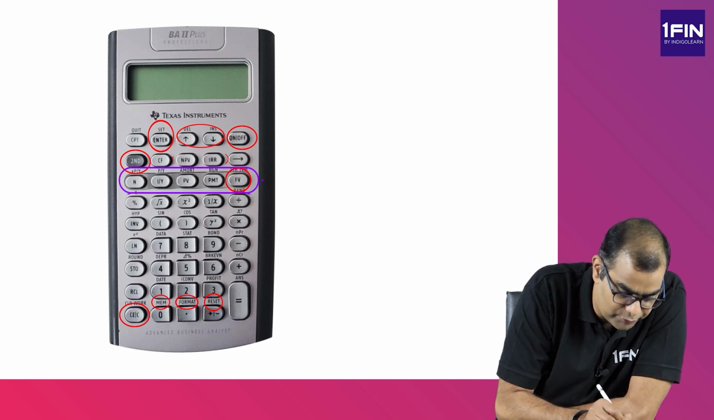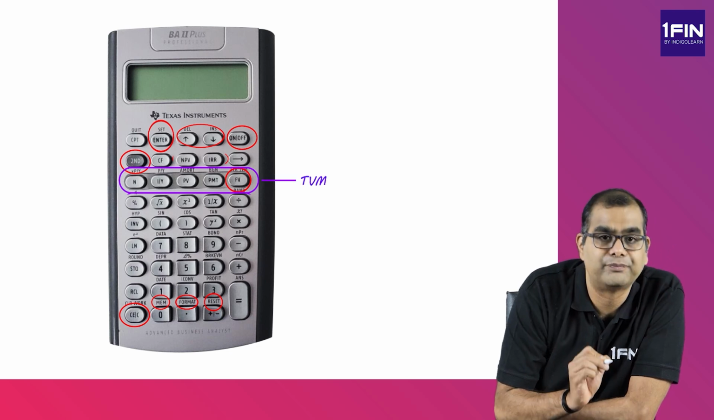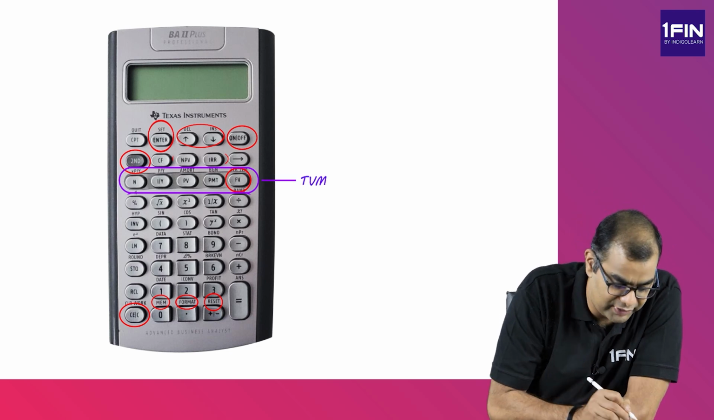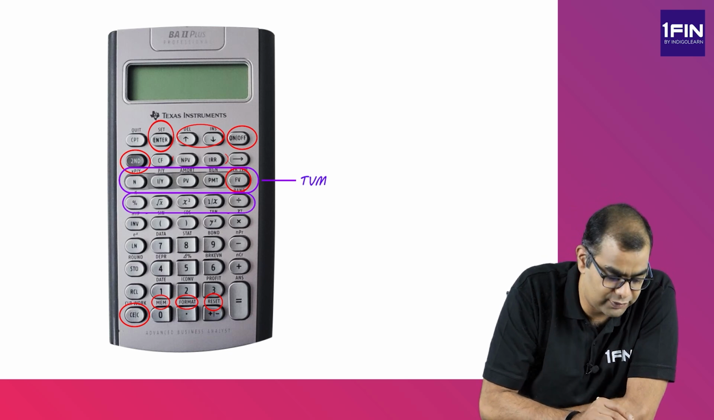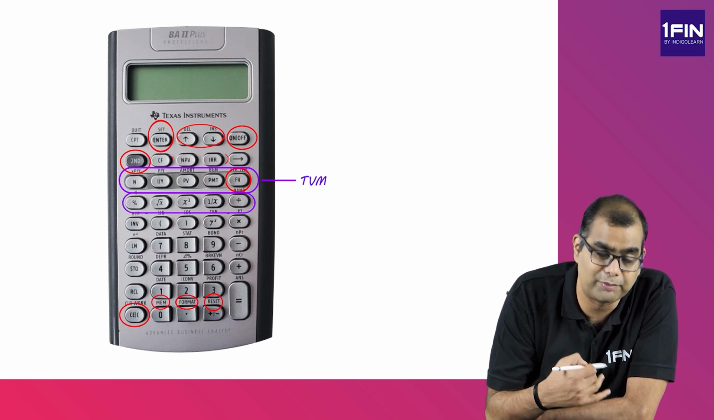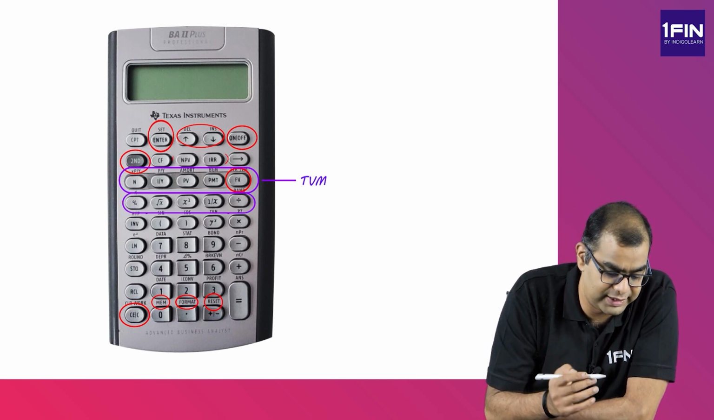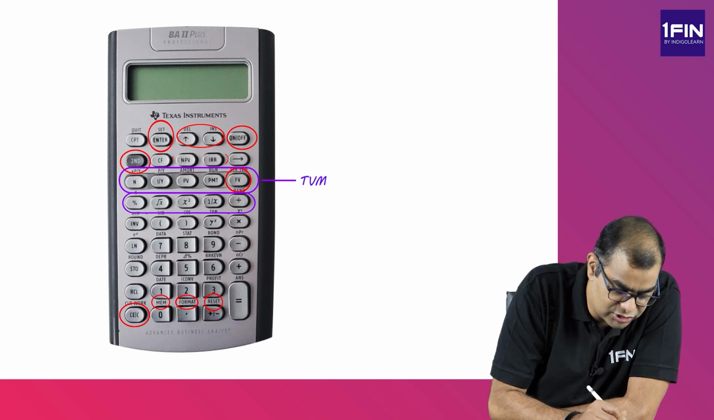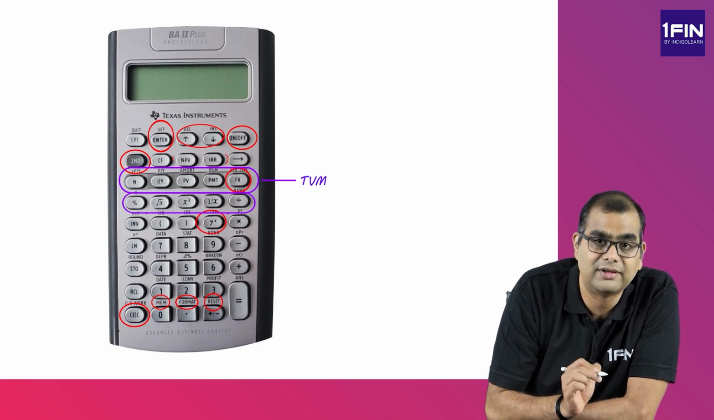This particular row is all about time value of money. This particular row, you can use it for percentage, you can find out square roots, you can find out squares, you can find out 1 by x and so on and so forth. And here you also have this y power x.